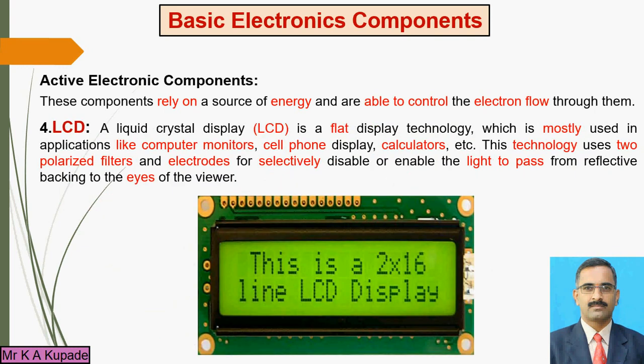Now LCD, right? Its name indicates liquid crystal display. That means it displays whatever signal you apply on the screen. These are flat display technologies, mostly used in devices like computer monitors, cell phone displays, calculators, and so on. This technology uses two polarized filters and electrodes to selectively disable or enable the light passing from the reflective backing to the eyes of the viewer, right?